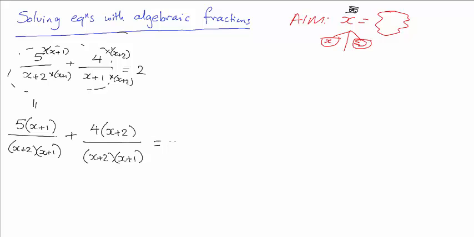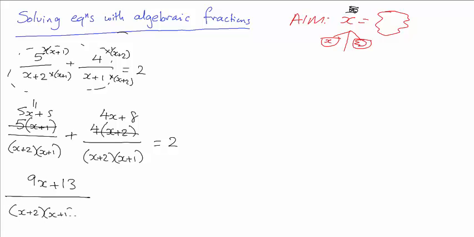Okay, you get to this stage. So now you've got a common denominator. Now add the tops. Because it's a plus, this is generally easy. We can multiply this out, by the way, if we want. This would be 5x plus 5, and this would be 4x plus 8. If you add these together, hopefully I can skip a step with you guys: 9x plus 13 over x plus 2, x plus 1, equals 2.